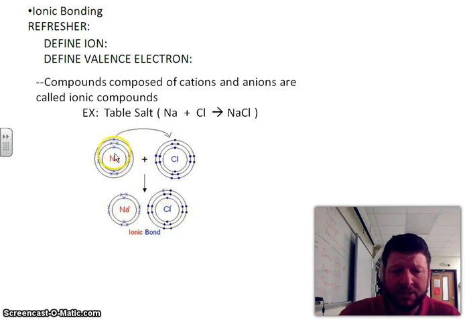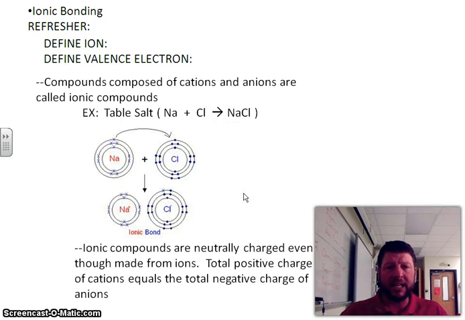So the sodium, which is a metal, will give to chlorine its electron, and chlorine, the nonmetal, will take the electron from sodium, and it will make an ionic bond called table salt. So Na plus Cl will produce NaCl.